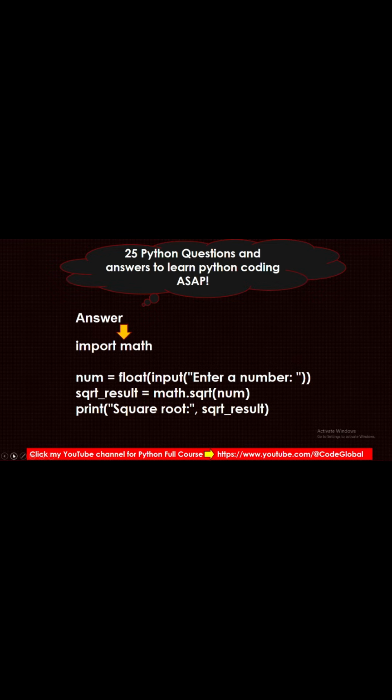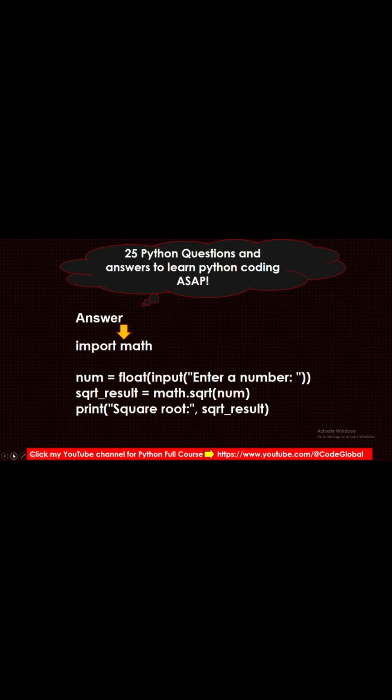The first variable is a num variable. This num variable that I'm declaring, I'm passing a float function to it. And in that float function, I'm passing an input function that is going to receive what the users are entering. I say, enter a number. So the users can enter either an integer or a floating point number, meaning a decimal number. And I say I want to calculate the square root, so I'm using square_result.